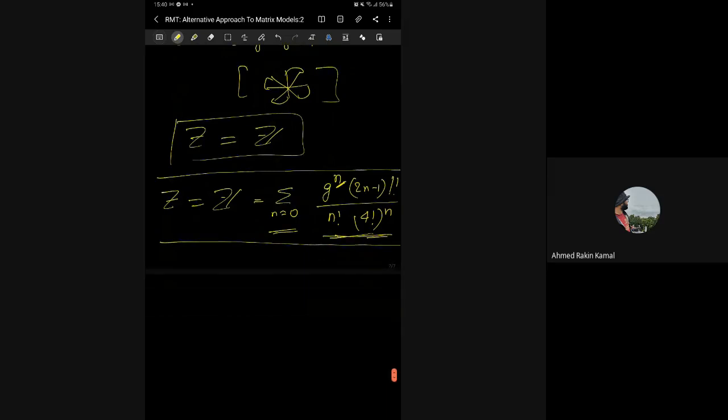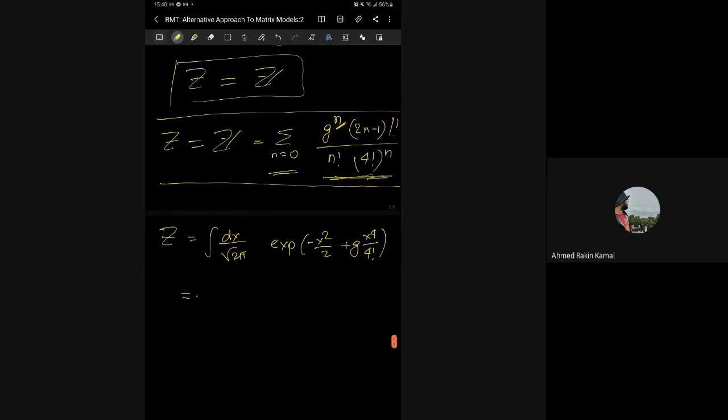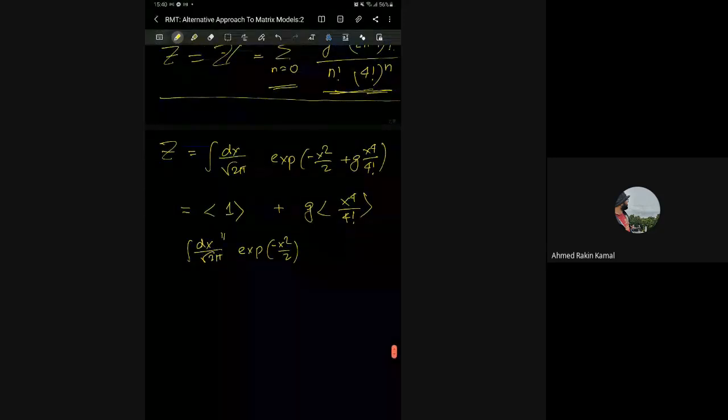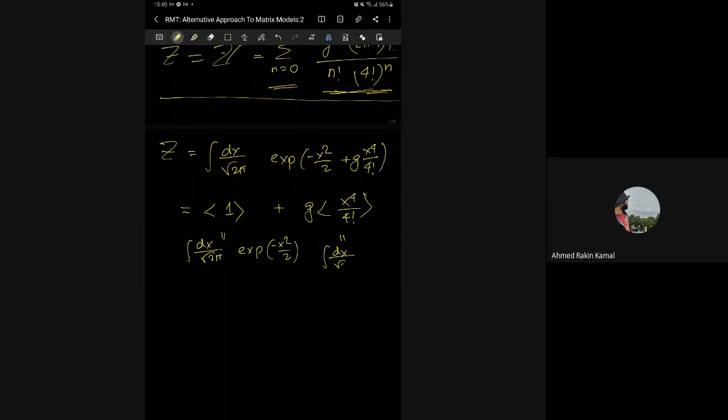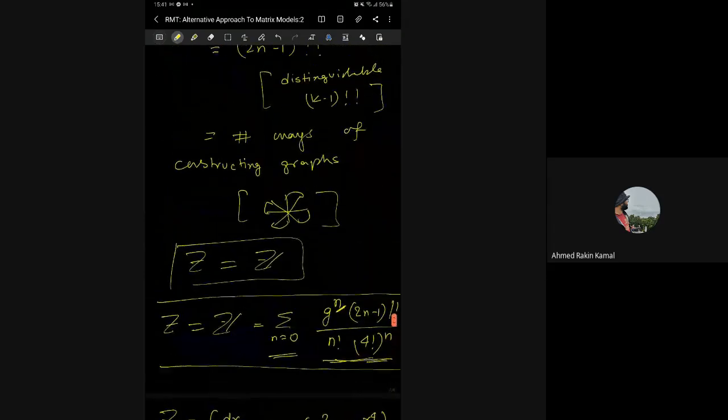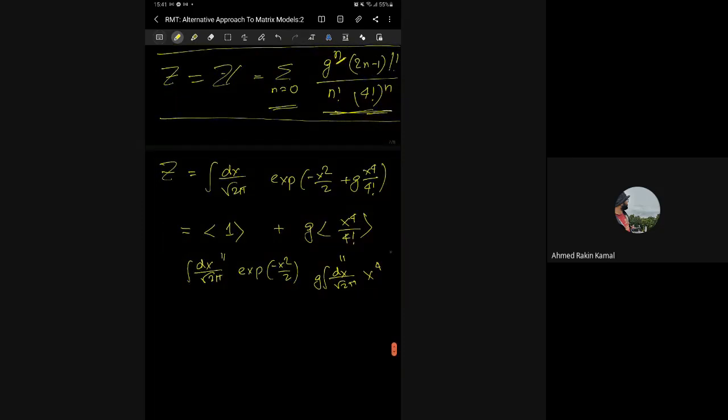Let me just write another thing in a similar context. For example, this case, if you look at this case, then what will happen? This case says, if you expand the integral, by 1 I mean something like this. Plus, let's say g x^4 over 4 factorial. There will be a g factor here. When we were doing these things, we just wanted to do the integral, but now if we are writing it out explicitly, it will look something like this.